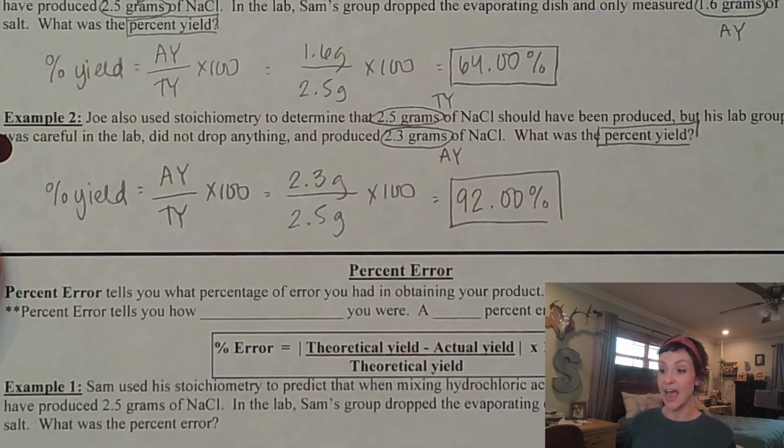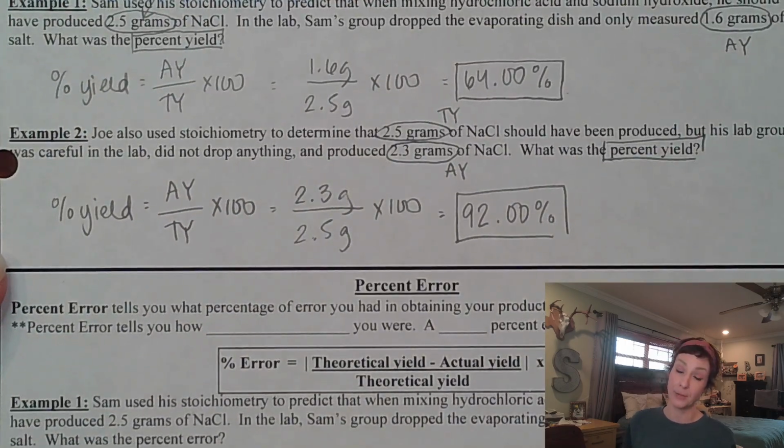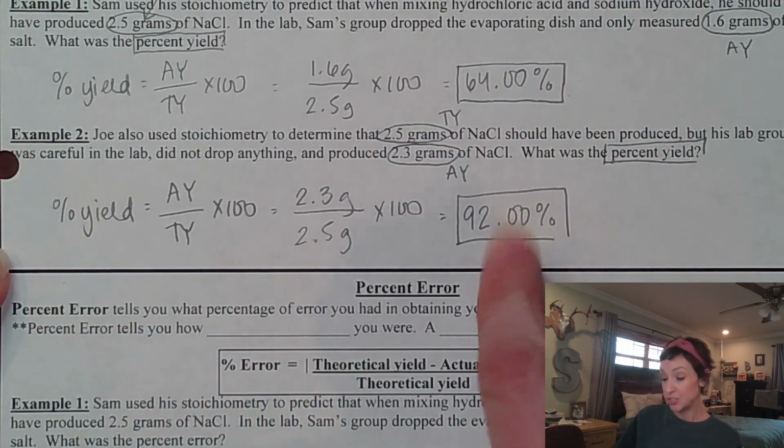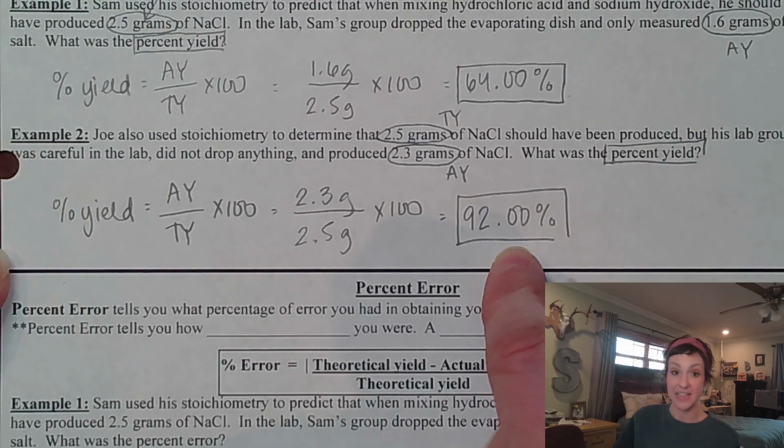So looking at this, if I ask you which group was more accurate in the lab, you would look at the percent yields. Joe's group was the more accurate one because they had the higher percent yield.